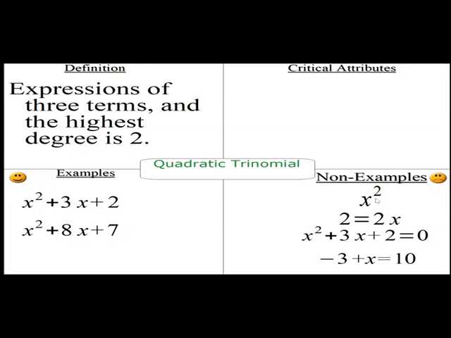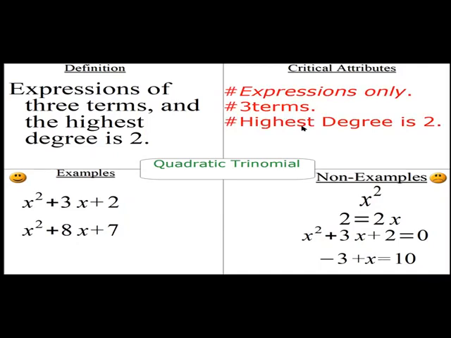Okay. These are non-examples. X squared, 2 equals 2x. X squared plus 3x plus 2 equals 0, and negative 3 plus x equals 10. Question, why are these not quadratic trinomials? Exactly, so write that in your critical attributes. Hashtag what? What makes quadratic trinomials quadratic trinomials? All right, so you should have written something like this, guys. Hashtag expressions only, hashtag 3 terms, hashtag highest degree 2. Who got something like that? Somebody wrote maybe no equal signs or whatever the case. It's pretty much the same as expressions only.